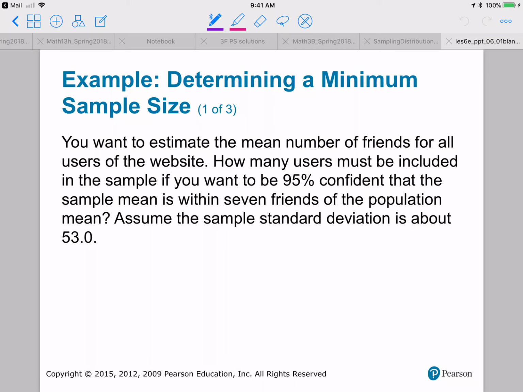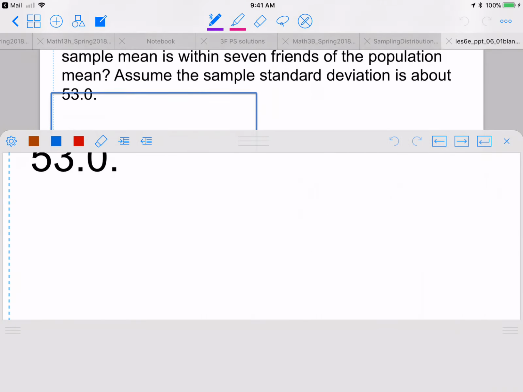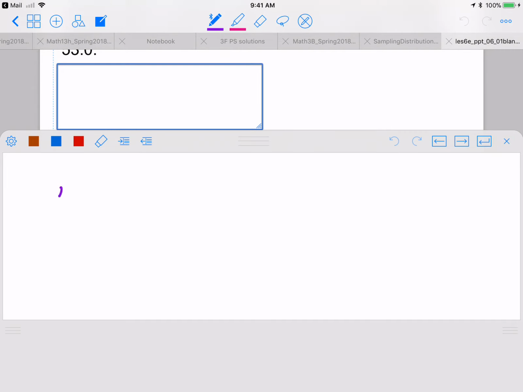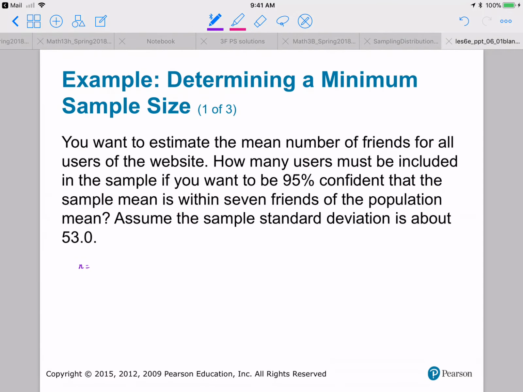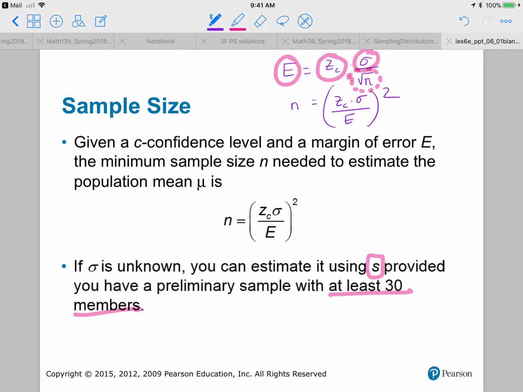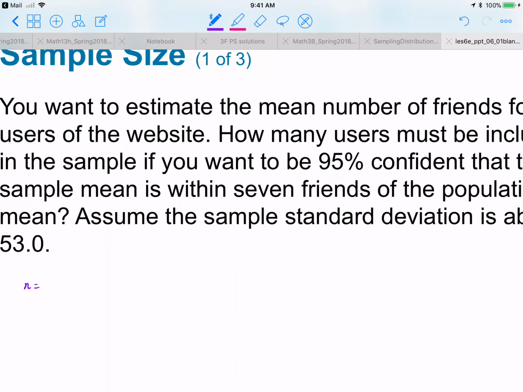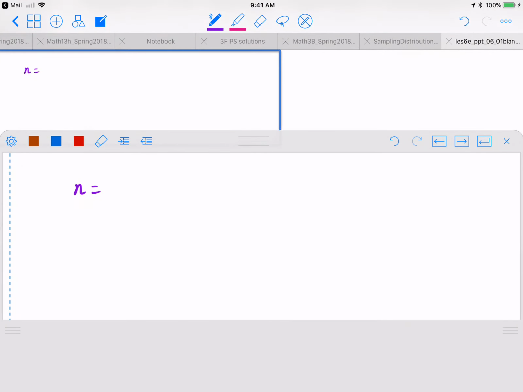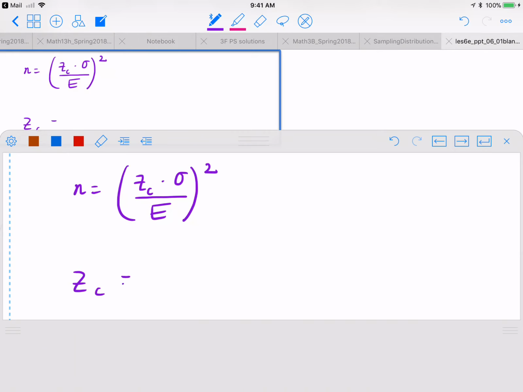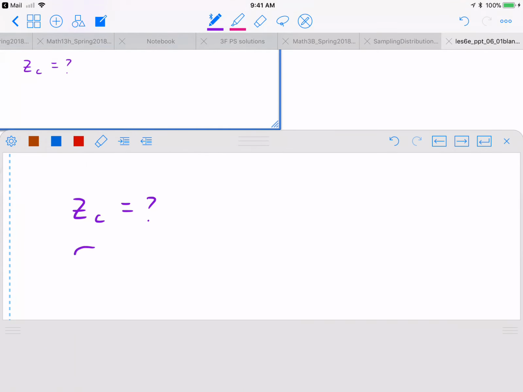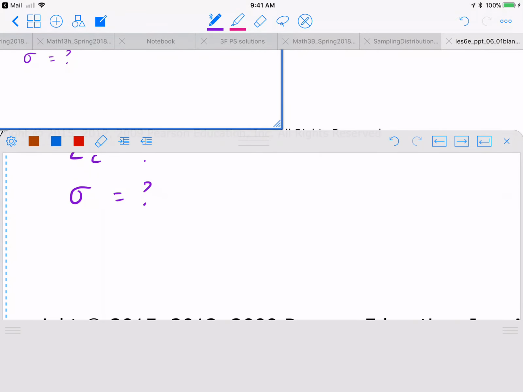Okay, so we know our formula, and the formula that we need to use is N equals our critical value times sigma over E, squared. Now, that means we need to know what our critical value is, what sigma is, and what E is.